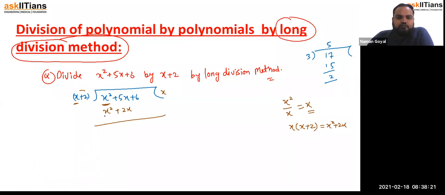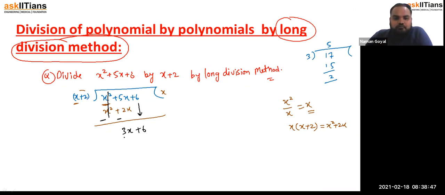So when we subtract these quantities, the sign will get changed. So this becomes minus and this becomes minus. Now x square minus x square cancels out. 5x minus 2x will give 3x, and this 6 can be written as it is, plus 6. Okay, very simple. Now what we have to do, we have to follow the same process.